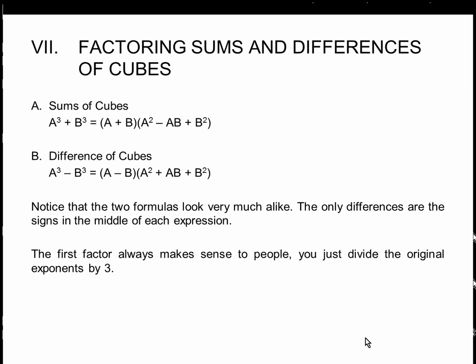The first factor always makes sense to people. You just divide the original exponents by 3. You're really doing a cube root. Again, the numbers you have to recognize perfect cubes. 1 cubed is 1, 2 cubed is 8, 3 cubed is 27, 4 cubed is 64, and so on.